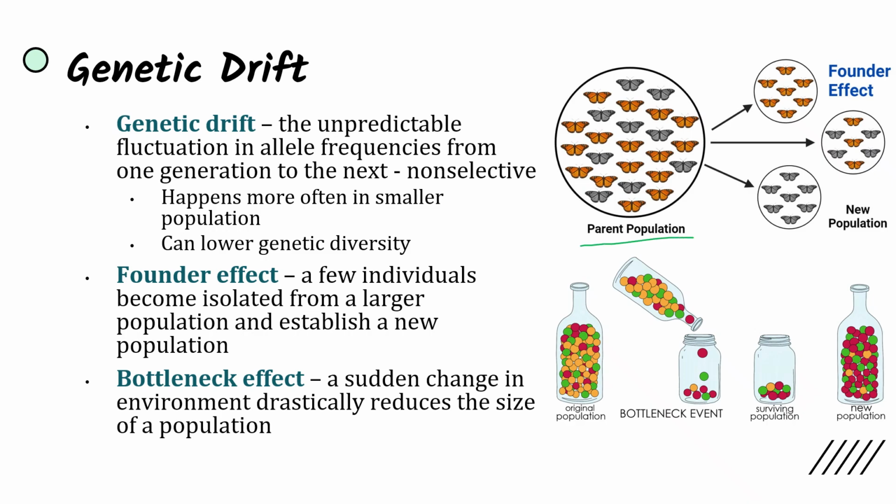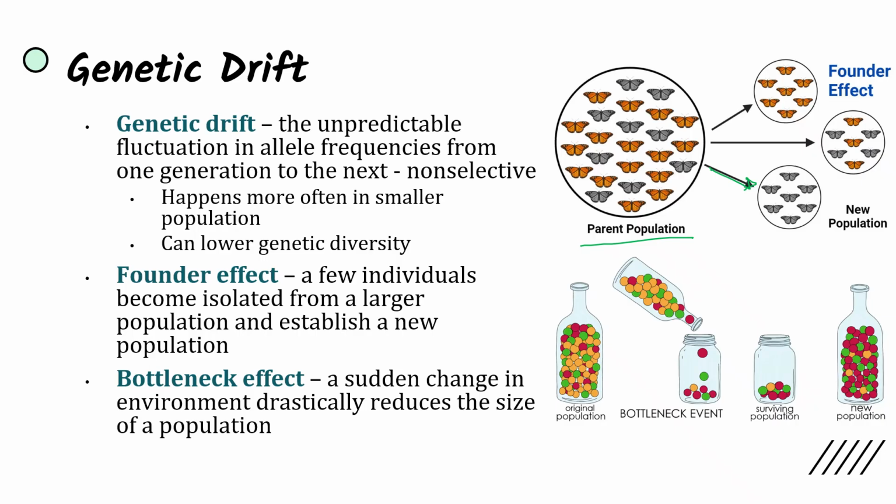As we can see here, the parent population has all of these gray and orange butterflies, and after the founder effect, a group could be separated, and this group could be a new population that has different allele frequency. This group, for instance, only has gray butterflies. So founder effect can reduce genetic diversity and also changes the allele frequency within a population.